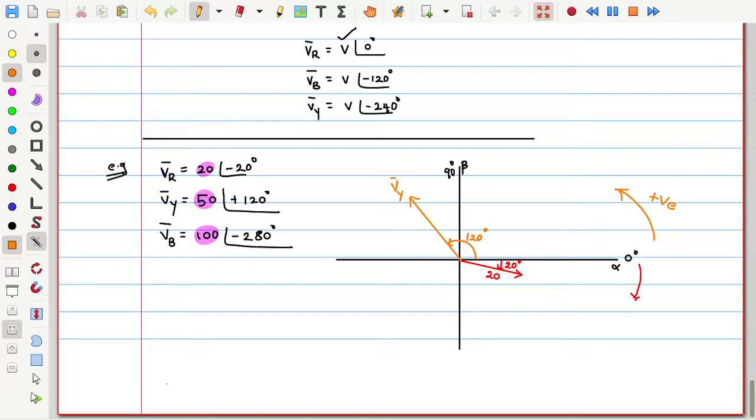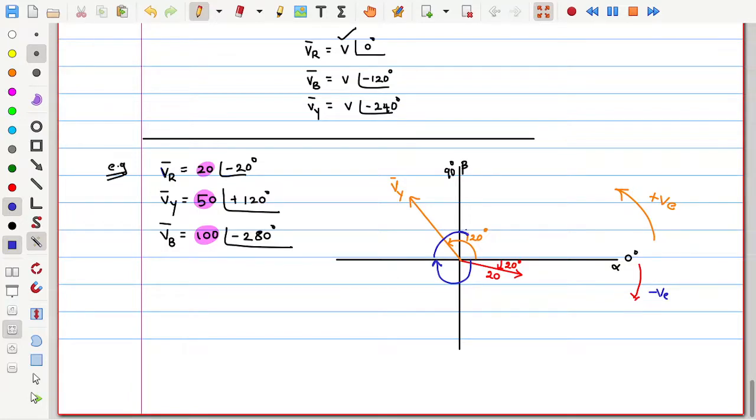From where? From 0. What about B? B's length is 100 units but the angle is minus 280. Minus angles are clockwise. So if I move from here to here, I get 180. But still I did not get 280, so I need to add 100 more. This is 90 degrees, then after that I need to add 10 degrees. So it becomes 100. So 180 plus 100 is 280.